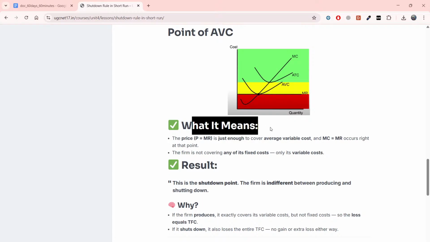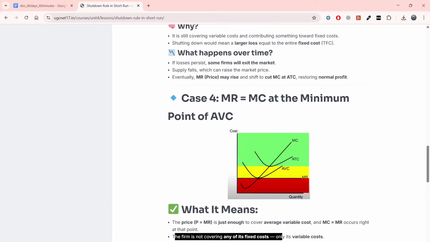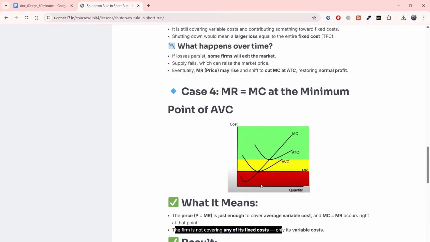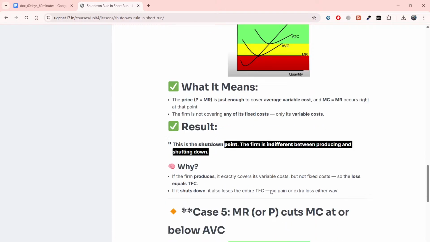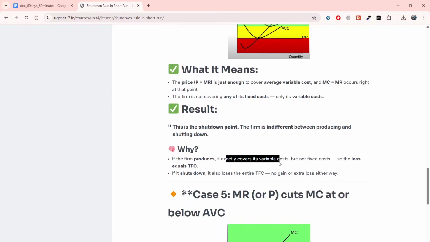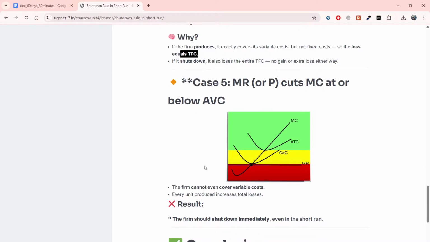Now what it means, if this cuts at MR, the firm is not covering any of its fixed cost, only its variable cost. Point of AVC, in between producing and shutting down. It exactly covers its variable cost but not fixed cost. ये उल्टा लिख दिया मैंने.